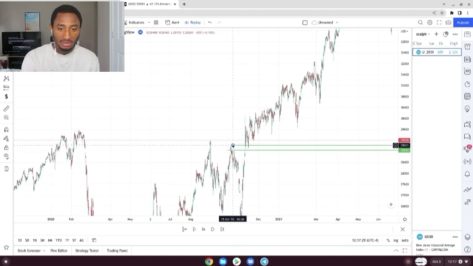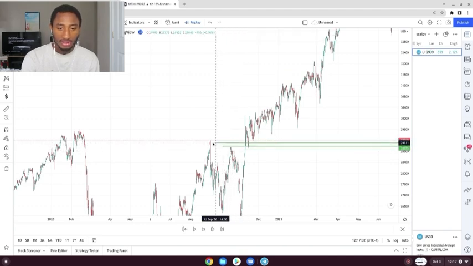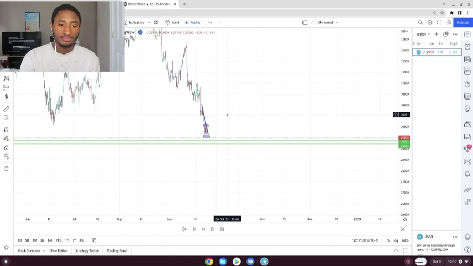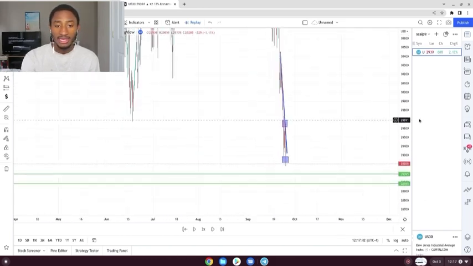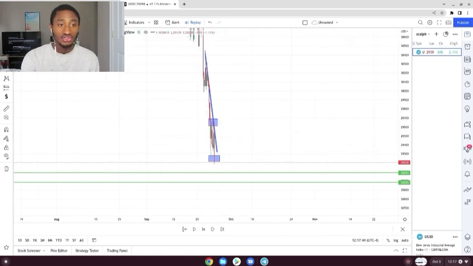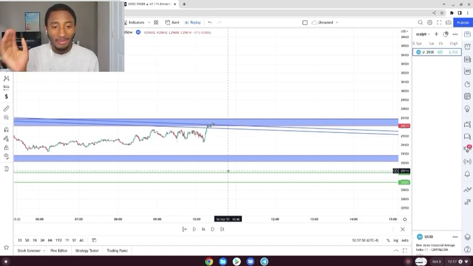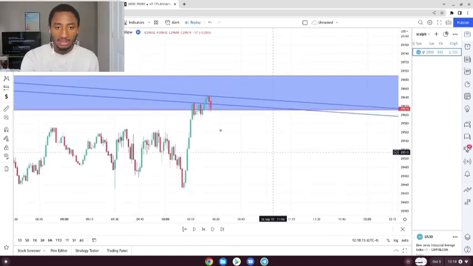Let me see. Yeah, around this level somewhere. No, somewhere around there. I do believe the market will just go back up because I do believe there's a lot of buyers in the market. So I think the sellers were in control for now, but as soon as the market touched this level, it was like it's over for the sellers. Buyers are taking over. All right.